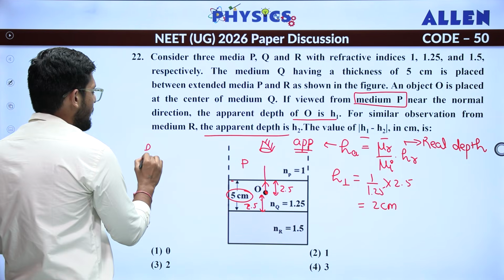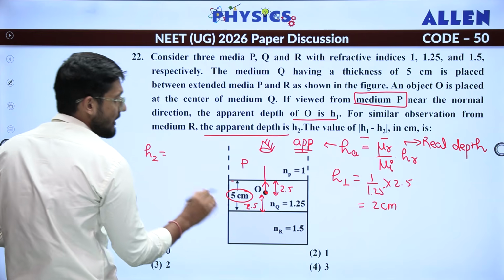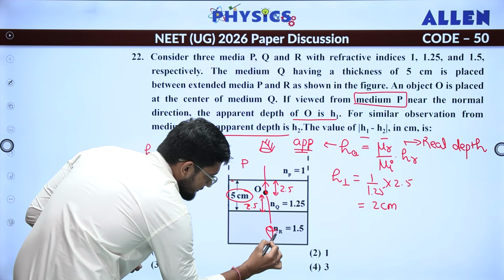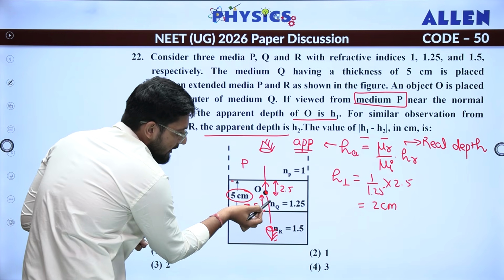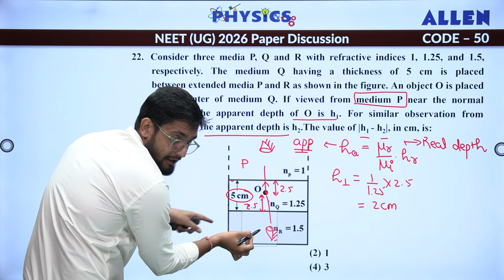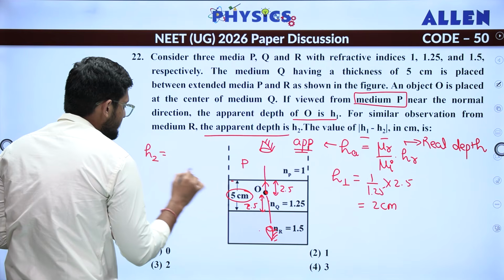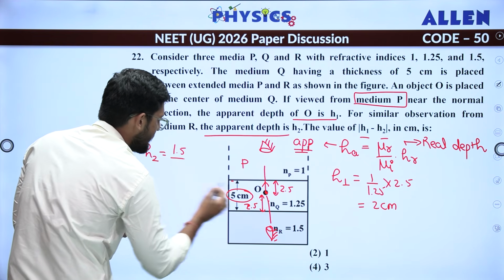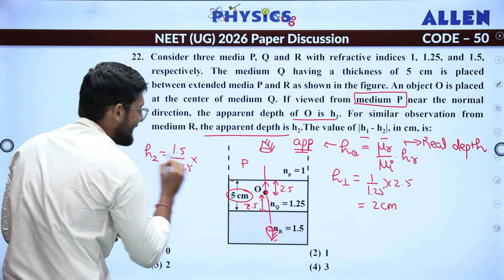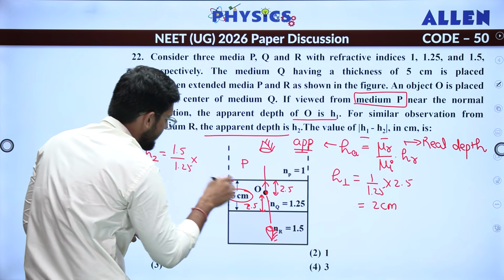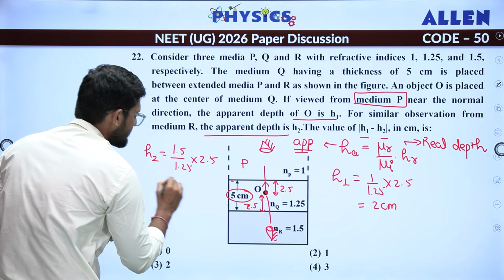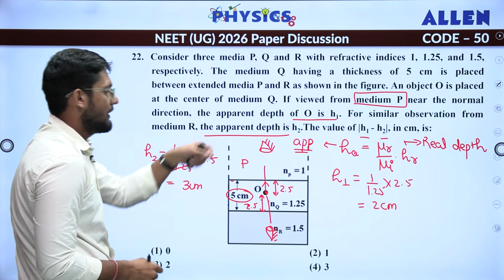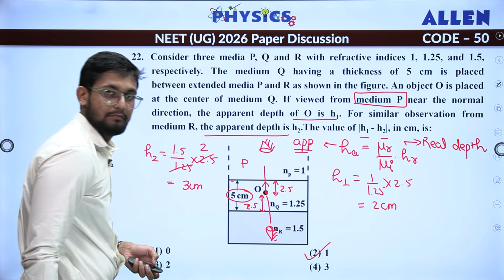Similarly, if I write the value of H2, the observer will be over here. Correct. Incident ray is this, reflected ray will be in this medium. So this will be 1.5 mu r divided by mu I, which is 1.25, times the value of this, which is 2.5. So this will be 3 centimeters. Difference of these two will be 1.